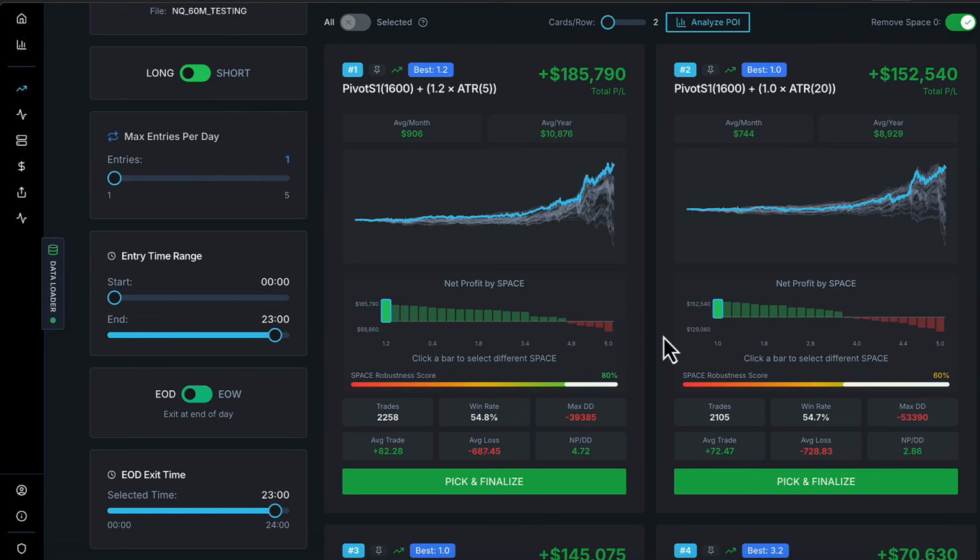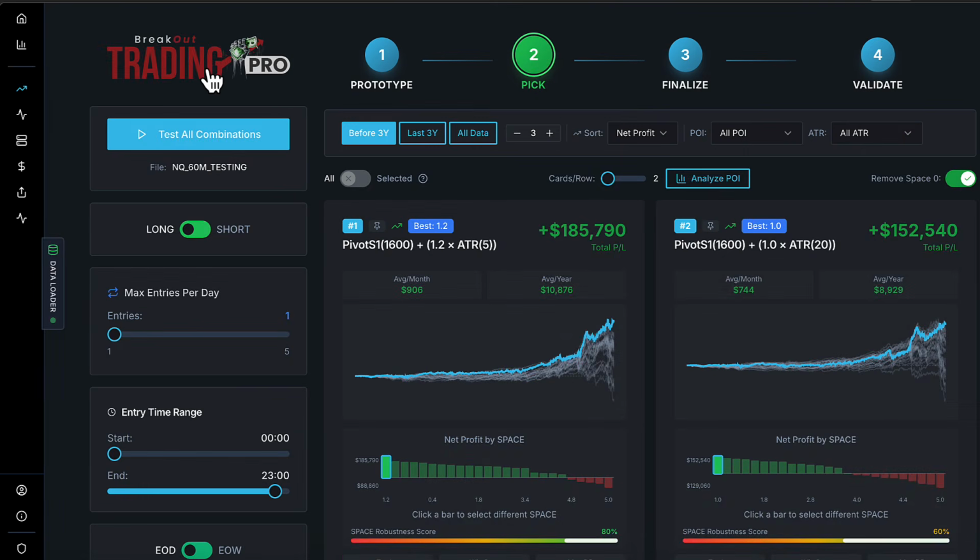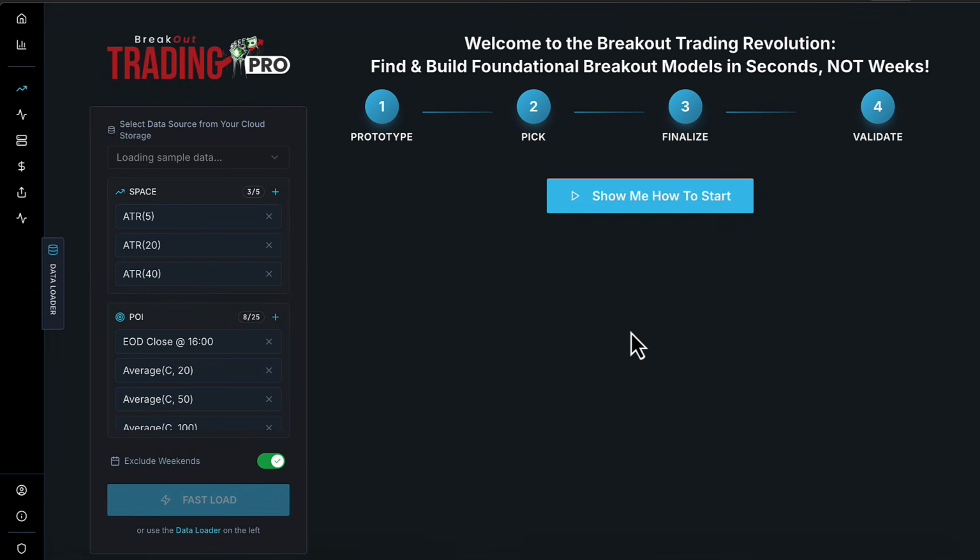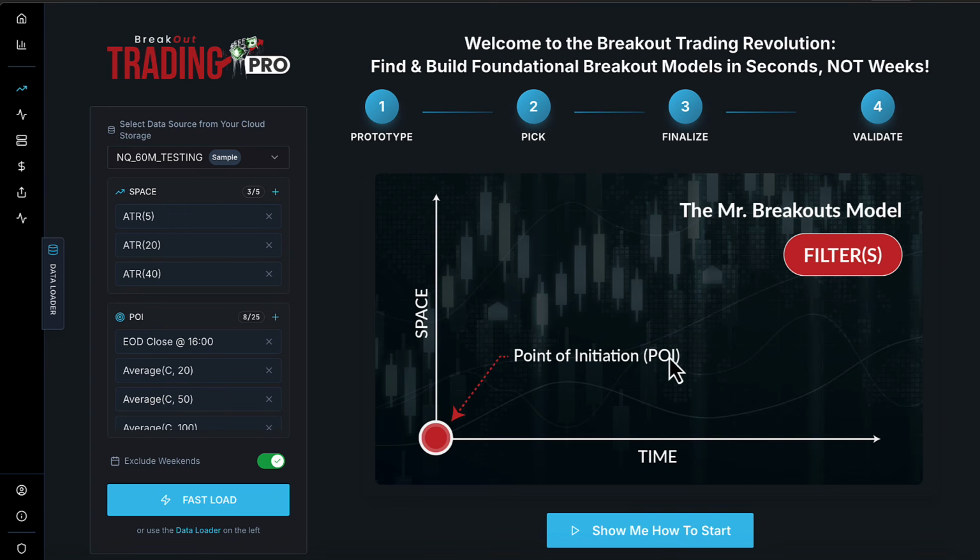Okay, welcome back, all the breakout trading fans and specialists. Let's talk about pivot points today. So I'm going to do another quick breakout strategy prototyping in BreakoutOS. And today I'm going to talk about the point of initiation in the form of a pivot point.